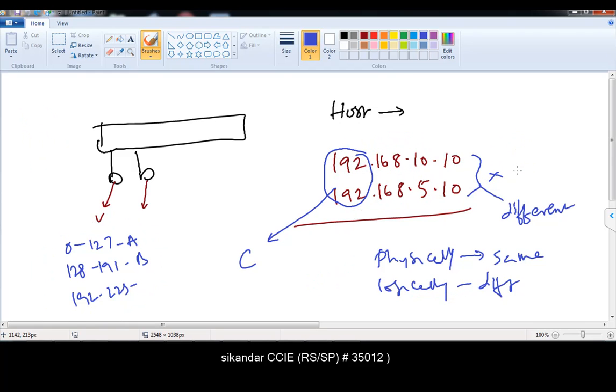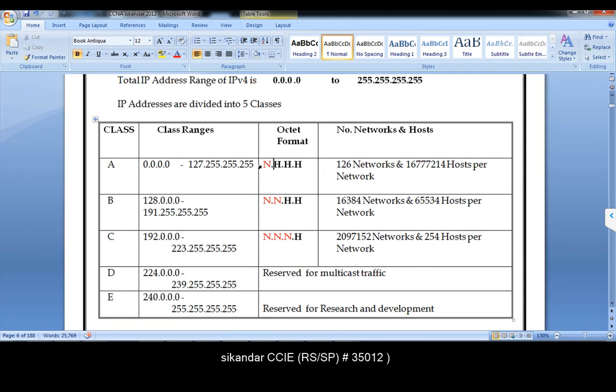In case of A class, if you are using any A class address, you have to make sure that the first portion should be same, mandatory. If you're using B class, the two network portions have to be same, mandatory. In case of C class, the three portions have to be same in order to have proper communication. If they are not same, then definitely they will never communicate with each other, because they will be considered logically different networks, and different networks will never communicate unless you have a router and routing process involved.